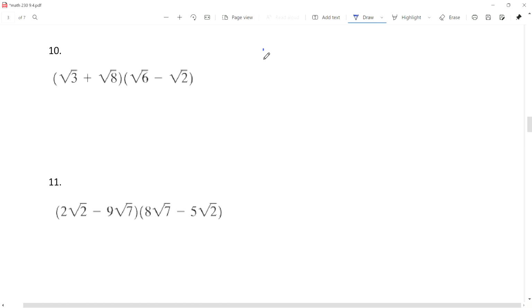For example 10, we have to remember how to FOIL out problems. The F stands for the first with the first, so we'll multiply the square root of 3 times the square root of 6. Then the O stands for the outside, so we'll multiply the square root of 3 with the square root of 2. The I stands for the inside, so that's the square root of 8 times the square root of 6. And the L stands for the last part, so the square root of 8 times the square root of 2. So let's simplify this.